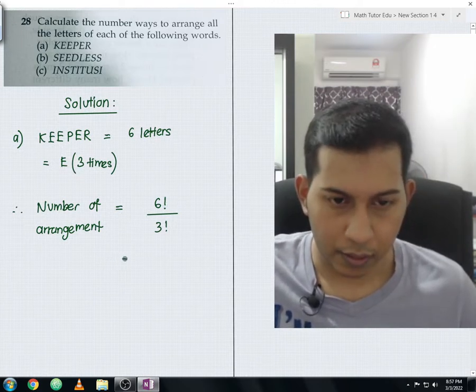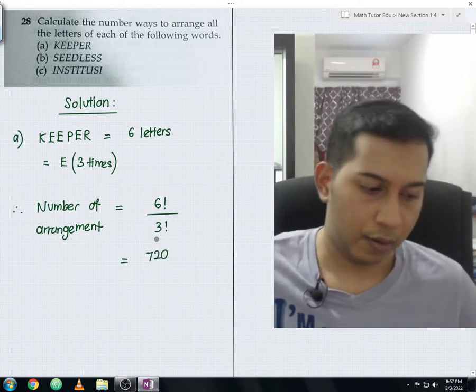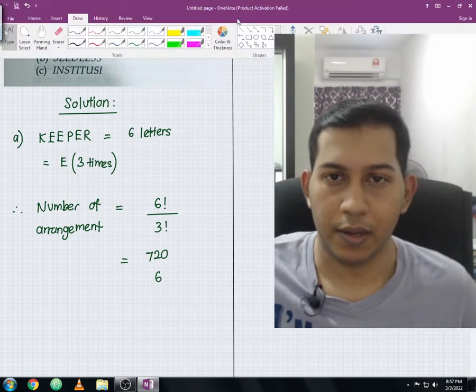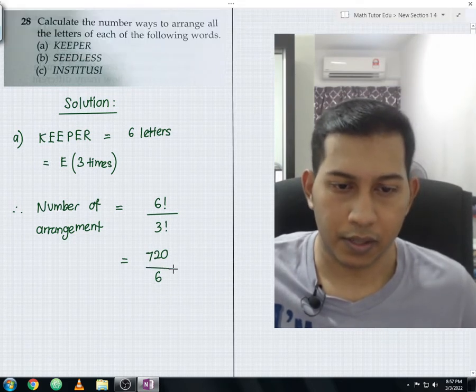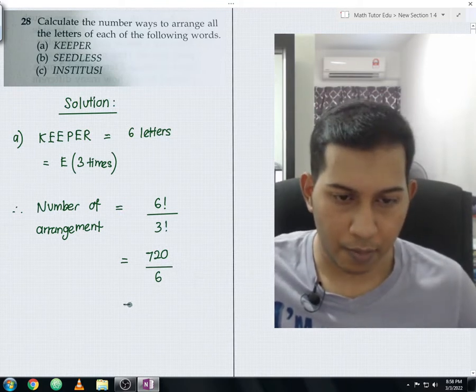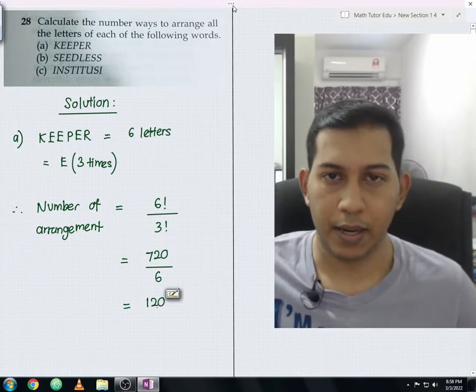So you calculate this. 6 factorial you get is 720. 3 factorial you get is 6. So 720 divided by 6. From here you get the number of arrangements is equal to 120. Let me underline the solution for part A.